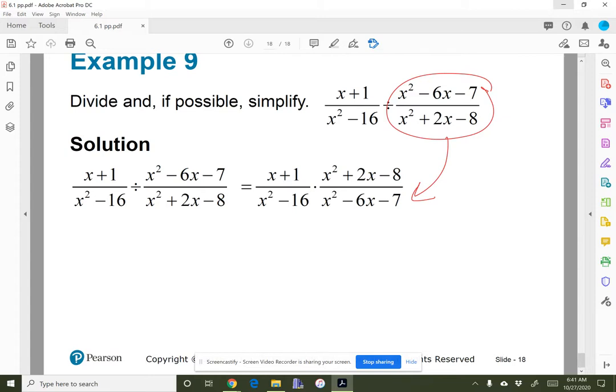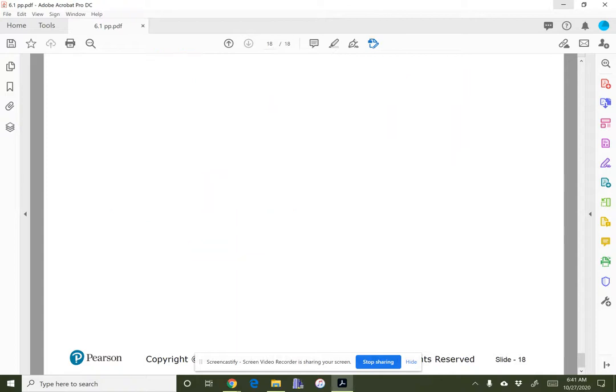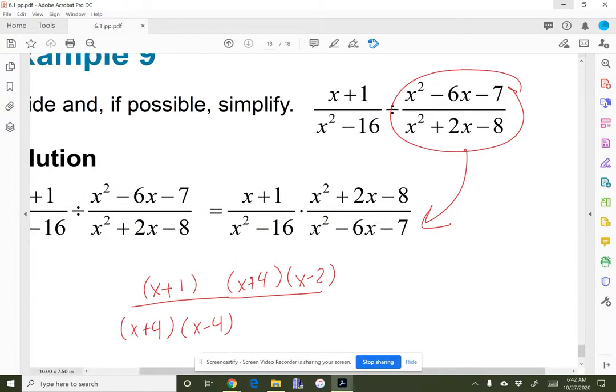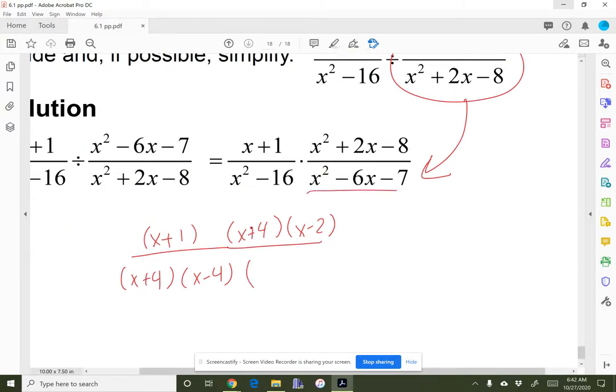So if I'm going to simplify, I need to factor everything. So this top one's going to stay the same. Difference of squares makes this x plus 4, x minus 4, and I'm going to keep things together by putting parentheses around it. And then this top one factors into x plus 4, x minus 2. I don't know why it keeps glitching out. Okay, and then this bottom one, this guy right here, factors into x minus 7, x plus 1.